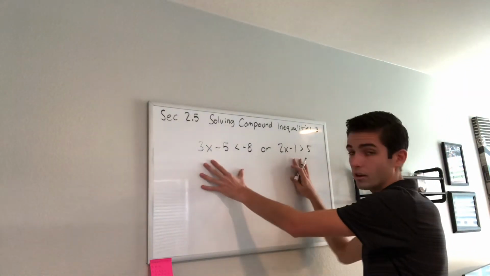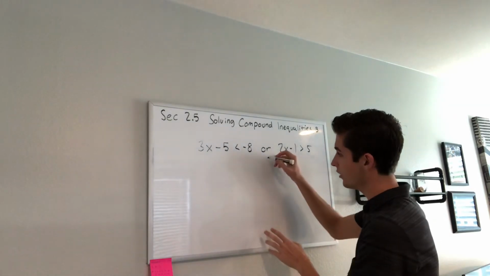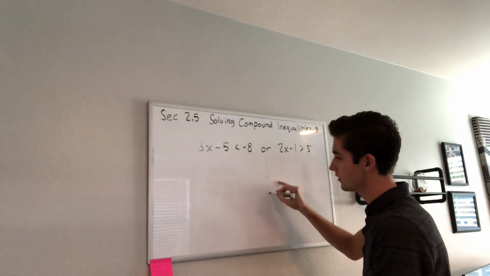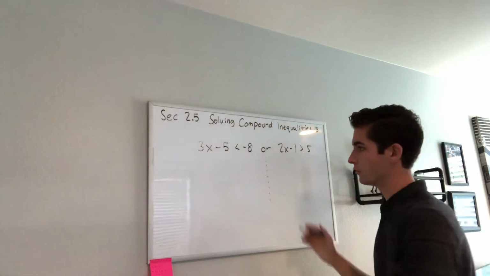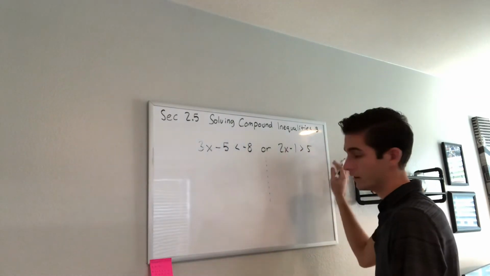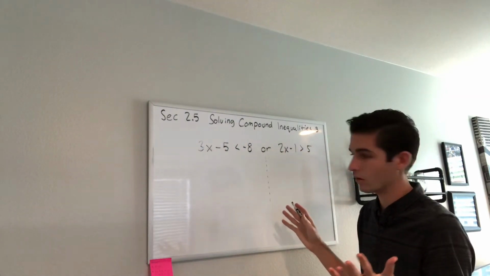Well, the nice thing about the or, it's already split in 2. So we could almost just build a wall right here. We're not going to pass the wall. We're going to do whatever over here, graph it, and write our final inequality.